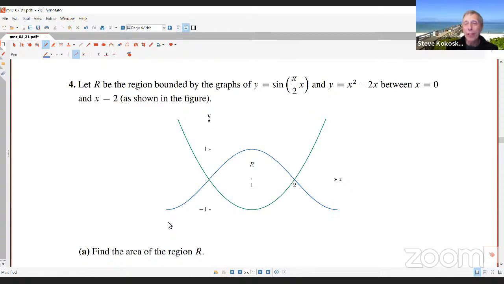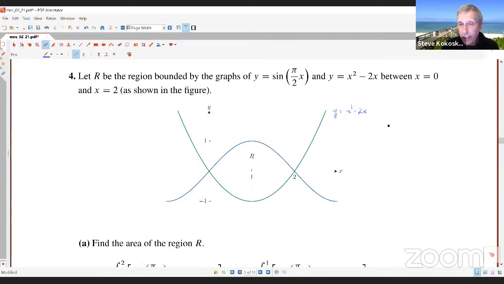So let's let R be the region bounded by these two graphs, y equals sine of pi over 2 x and y equals x squared minus 2x between 0 and 2. I've taken the liberty here of providing these two graphs. The green graph is the parabola that opens up. So this is y equals x squared minus 2x. And the blue graph over here, that's this trig graph. That's y equals sine of pi over 2 x. So the region R is bounded by those two graphs between 0 and 2.